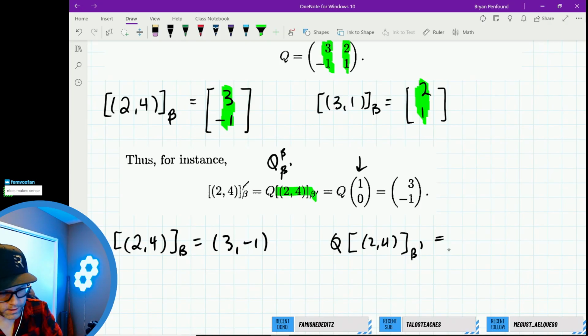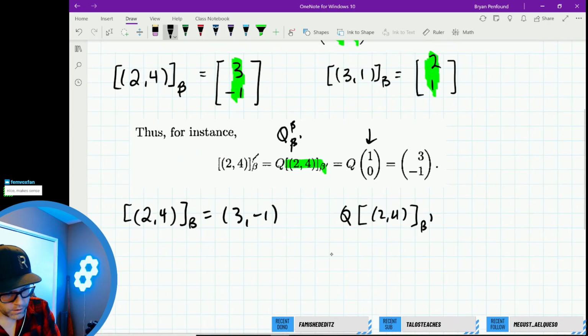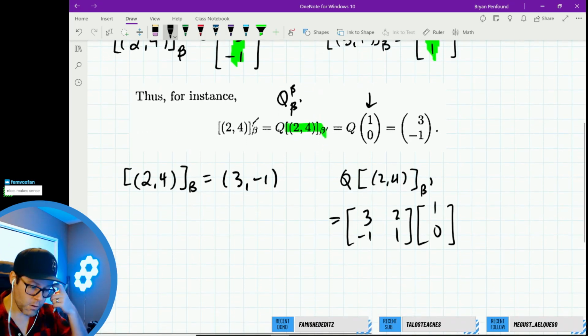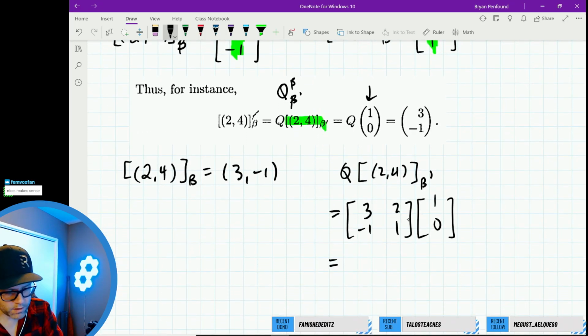So let's actually write that in. I need a little bit of space here. So let's write this as equals 3 minus 1, 2, 1 times 1, 0. And so let's go ahead and multiply this out, make sure that we're happy with this. This 1 just captures the first column of Q, so we should get 3 minus 1 in return.